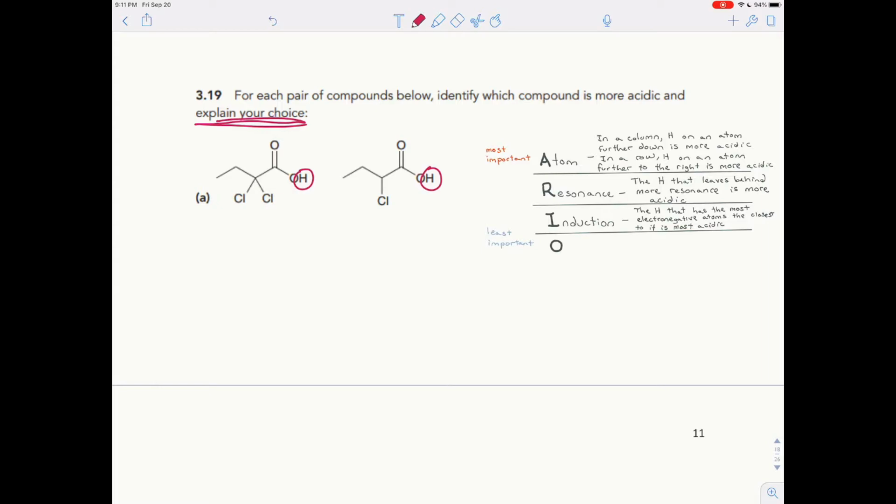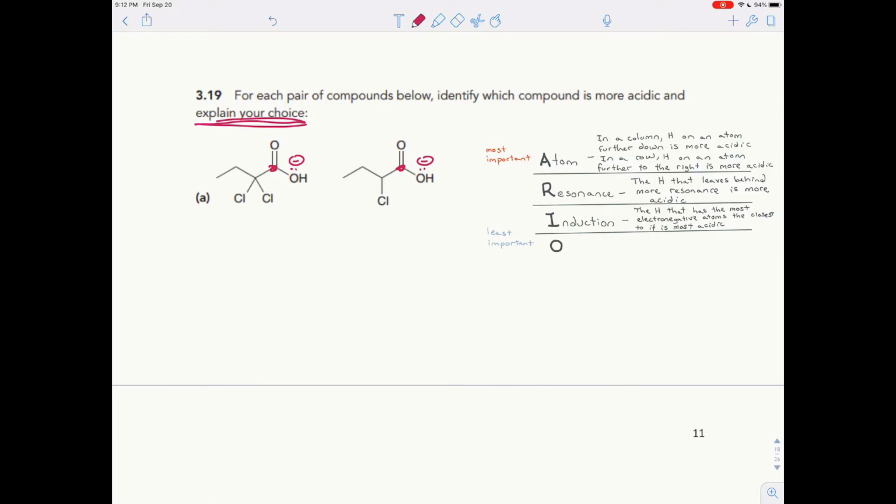So then you'd want to consider resonance, the next factor. And you'd want to mention that when the hydrogen leaves, it would leave behind a lone pair that would participate in resonance for both of these structures, because the lone pair would be one atom away from an atom in a double bond. In other words, it'd be allylic. And so that spreads out the negative charge. So you'd want to mention that. But that would happen equally in both compounds.